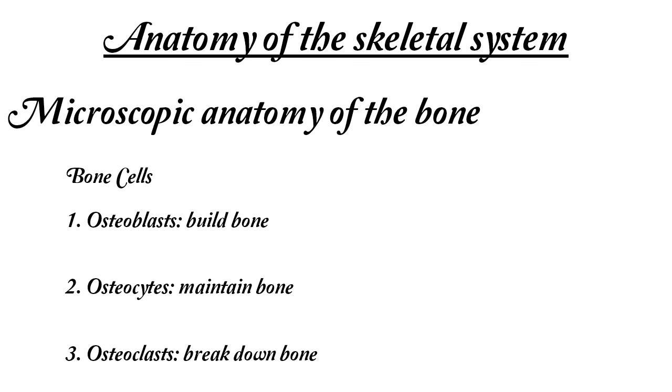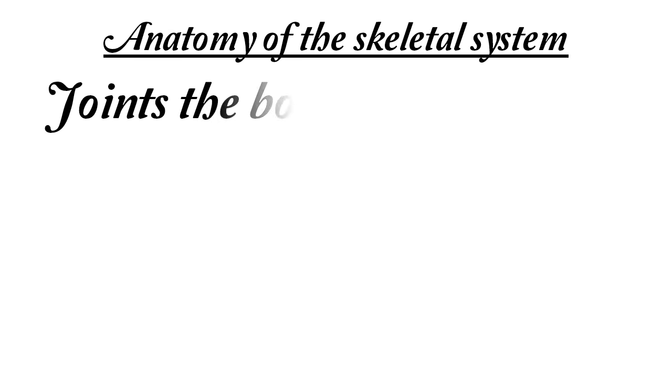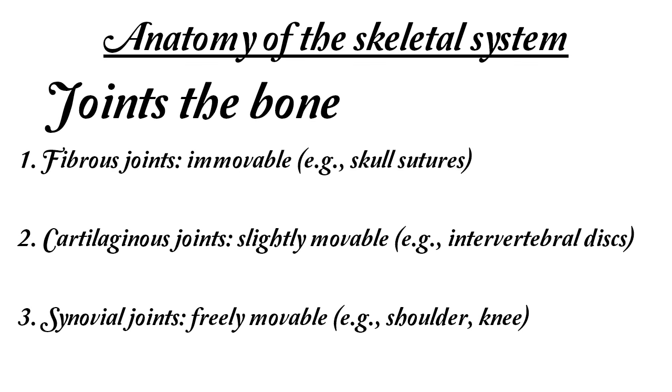Now let's talk about the joints of the bone. Joints are basically where two bones meet and articulate, and joints allow for varying degrees of movement depending on their classification. We have the fibrous joints, the cartilaginous joints, and the synovial joints.